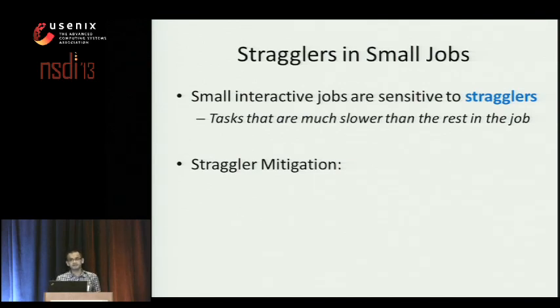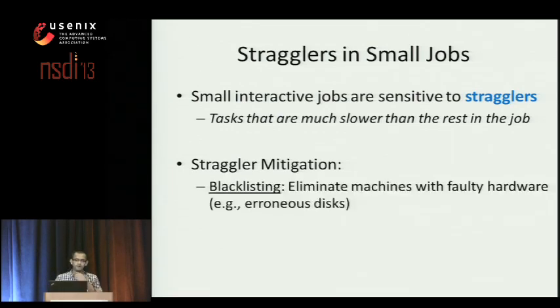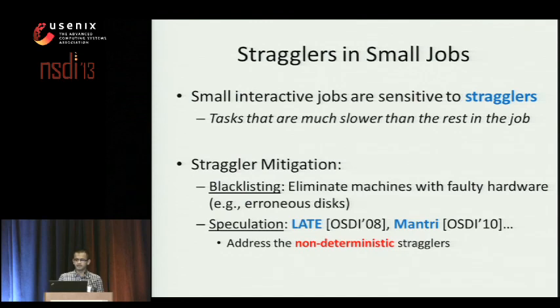And the techniques that have been developed could be put into two broad categories. One is blacklisting, where periodic tests are done to find machines that are faulty, for example with bad disks, and they're eliminated for scheduling. The other category, which we call speculation, addresses the non-deterministic or the runtime stragglers. These two techniques are mentioned here because they are in deployment at Facebook and Bing. And there are a whole bunch of other techniques as well.